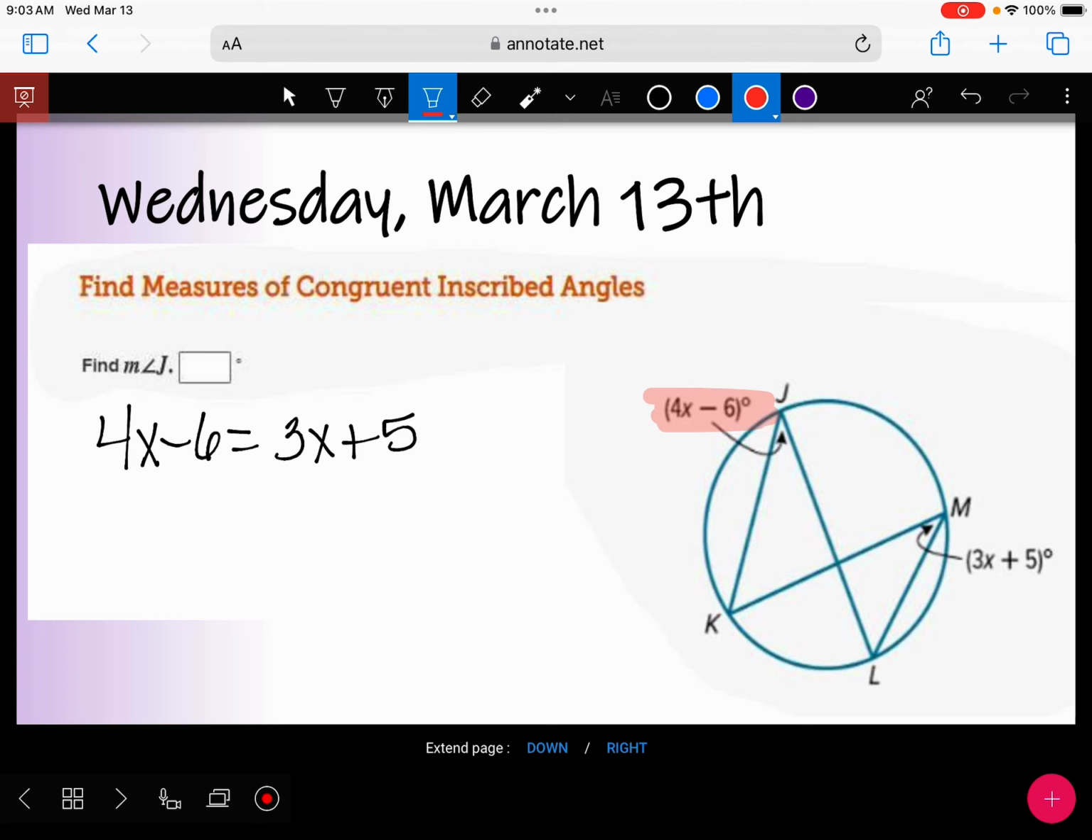So let's go ahead and solve this for x. How would you solve this for x? What would you do? Add the 6. So we add the 6. We get 4x equals 3x plus 11. And now what should we do? Subtract 3x.